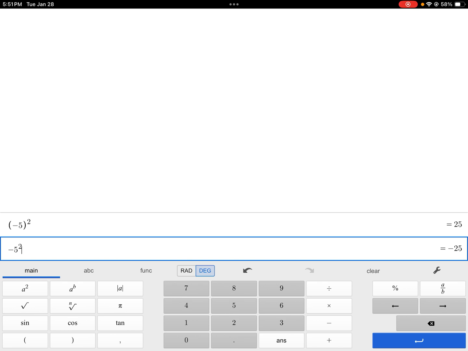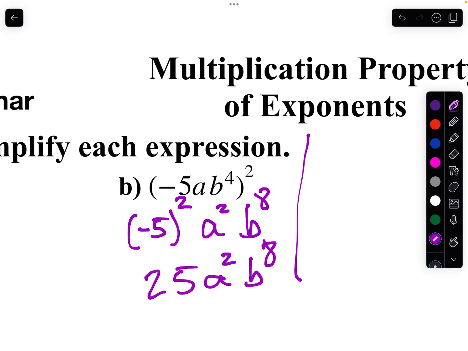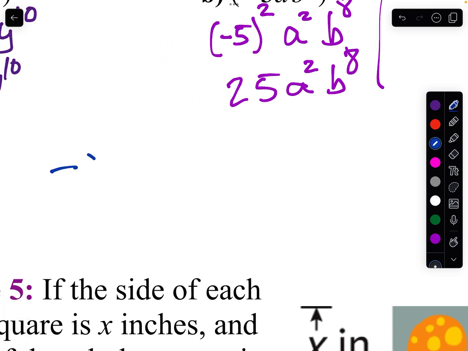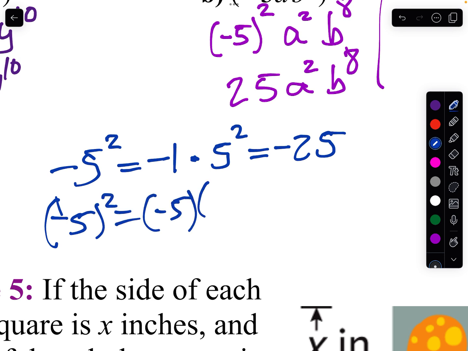Because the second one is actually, let me write this down here. When I have negative 5 squared, that's actually negative 1 times 5 squared. That's where we get negative 25 from. However, if I have it in parentheses, then that's just negative 5 times negative 5. And we get positive 25.